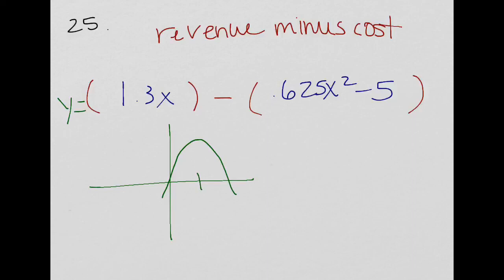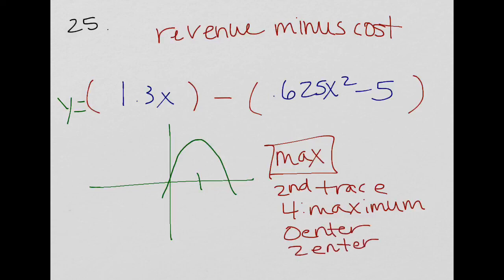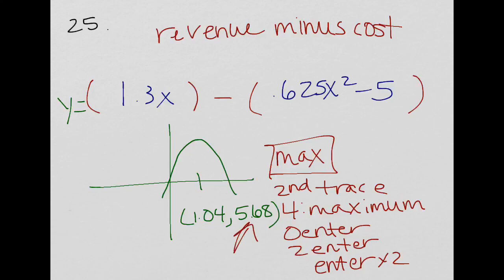And it asks you, the key word here is what is the maximum. So you're going to go second trace, show me the maximum. It looks to be at 1, so I'm going to say look between 0, enter, and 2, enter. You'll hit enter twice, and it'll spit out 1.04, 5.68. Your profit is that second number, so it's $5.68.